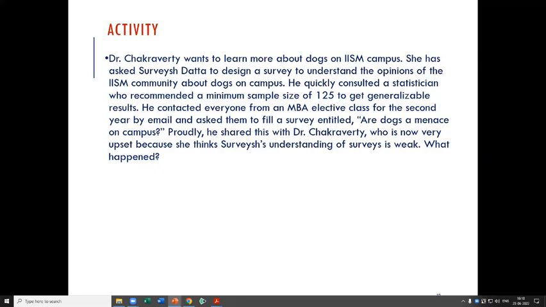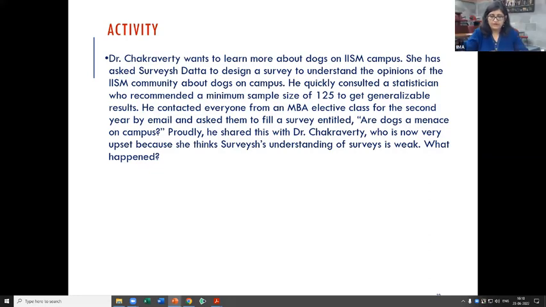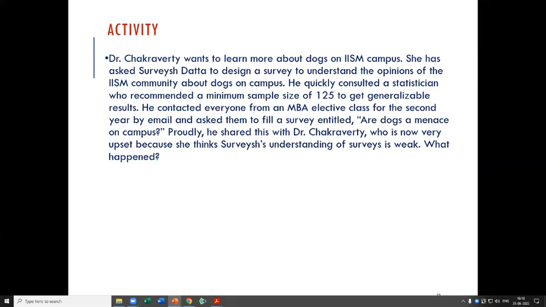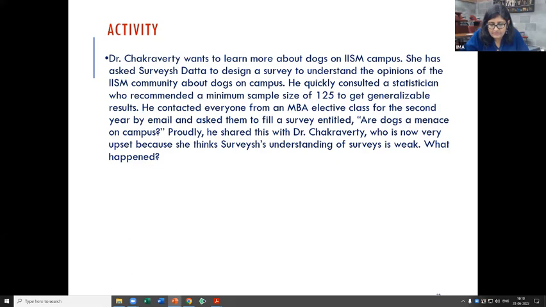The sample size is also influenced over here. It's only one class that he has picked up instead of taking a more distributed sample. Exactly. So one elective class does not represent the entire campus. What else?